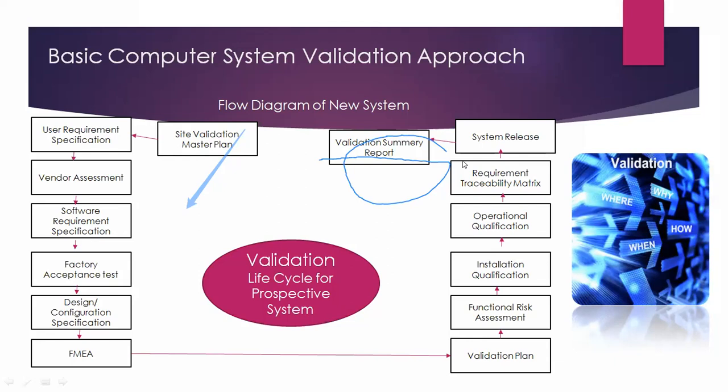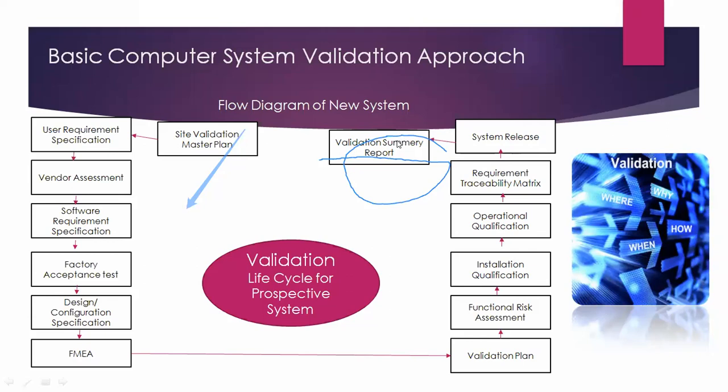After the traceability matrix, validation is complete and then system release. The system release report is one form in which all activities completed, like IQ and OQ, are mentioned, including anything found in deviation or discrepancy, clearly mentioned. Then it is a simple protocol, the system release. And the last document is the system validation summary report.